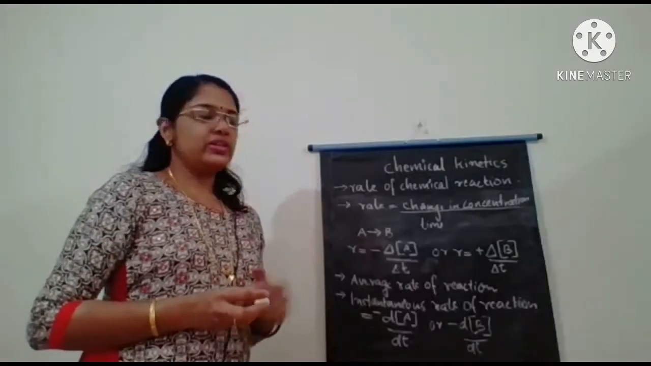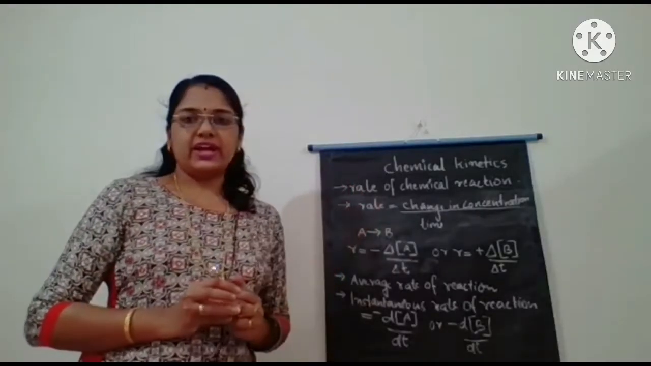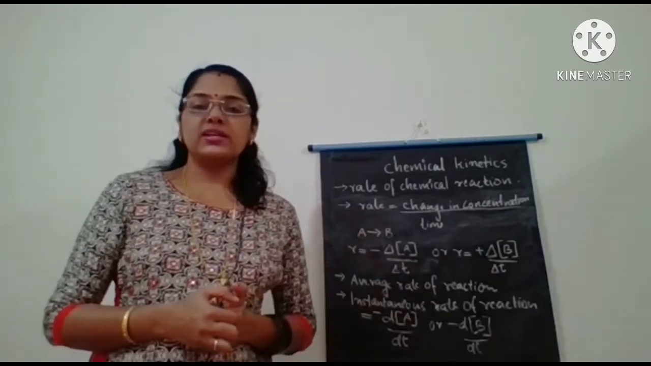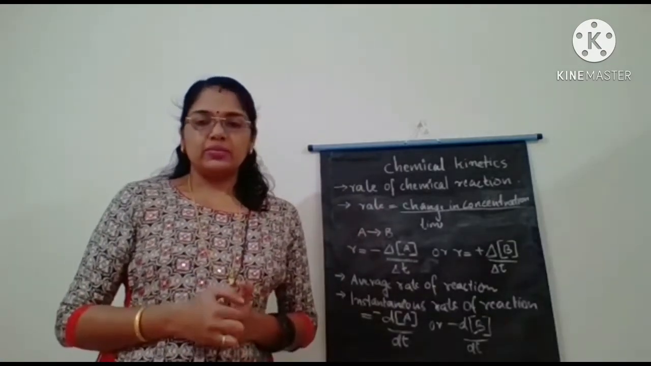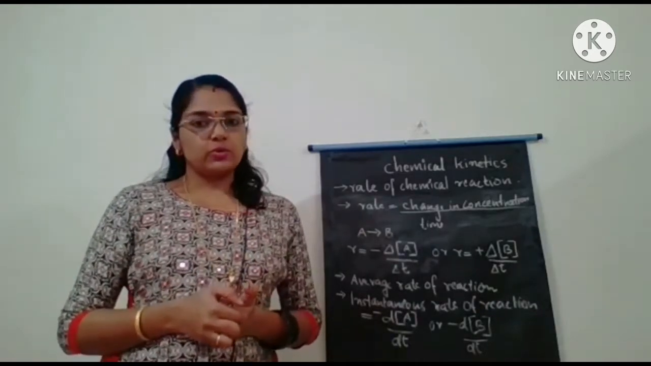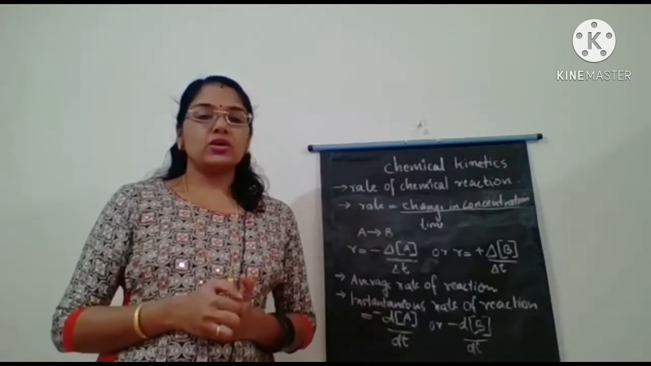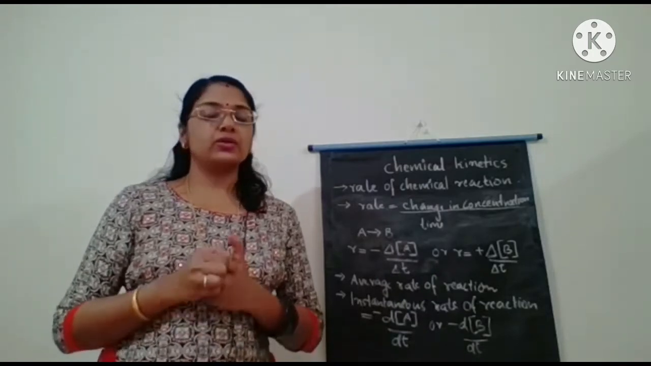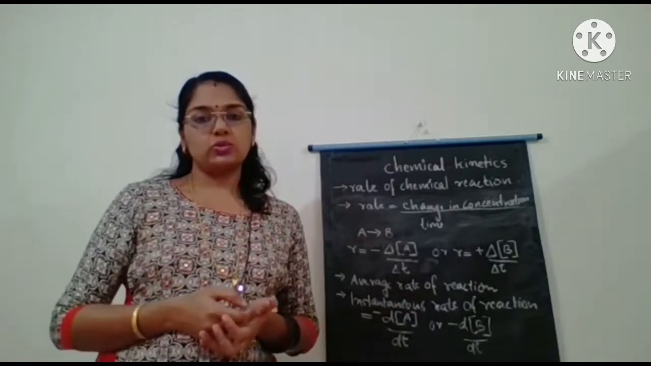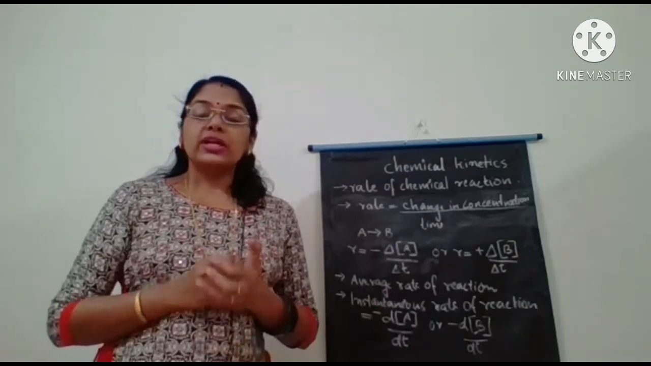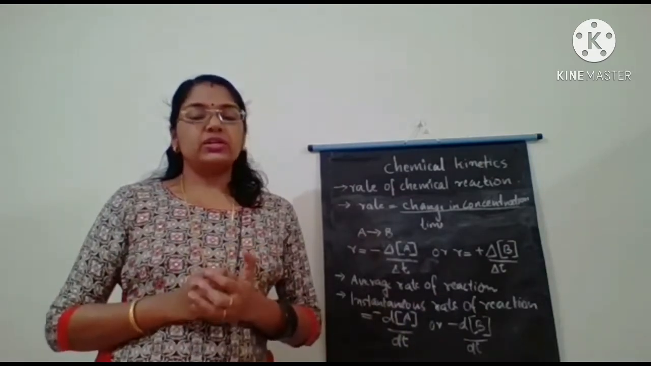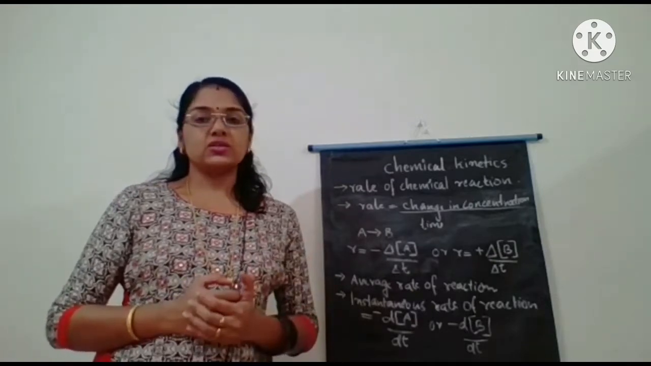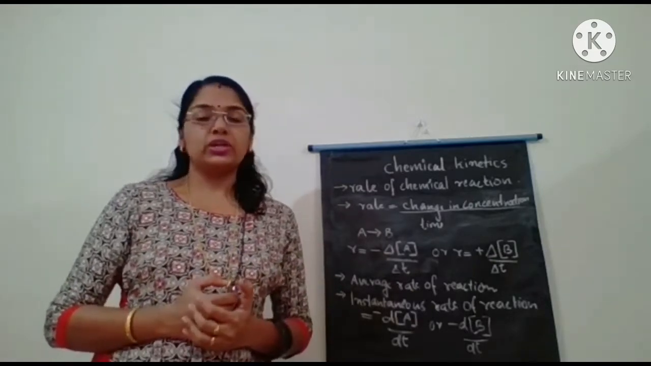Coming to the next topic, that is, what is the rate of chemical reactions. Rate of a chemical reaction is the amount of chemical change per unit time. That means when a chemical reaction is proceeding, definitely the concentrations of the reactants tend to decrease and the concentrations of the products tend to increase. So, the rate of a chemical reaction can be defined as the change in concentration of any one of the reactants or products per unit time.